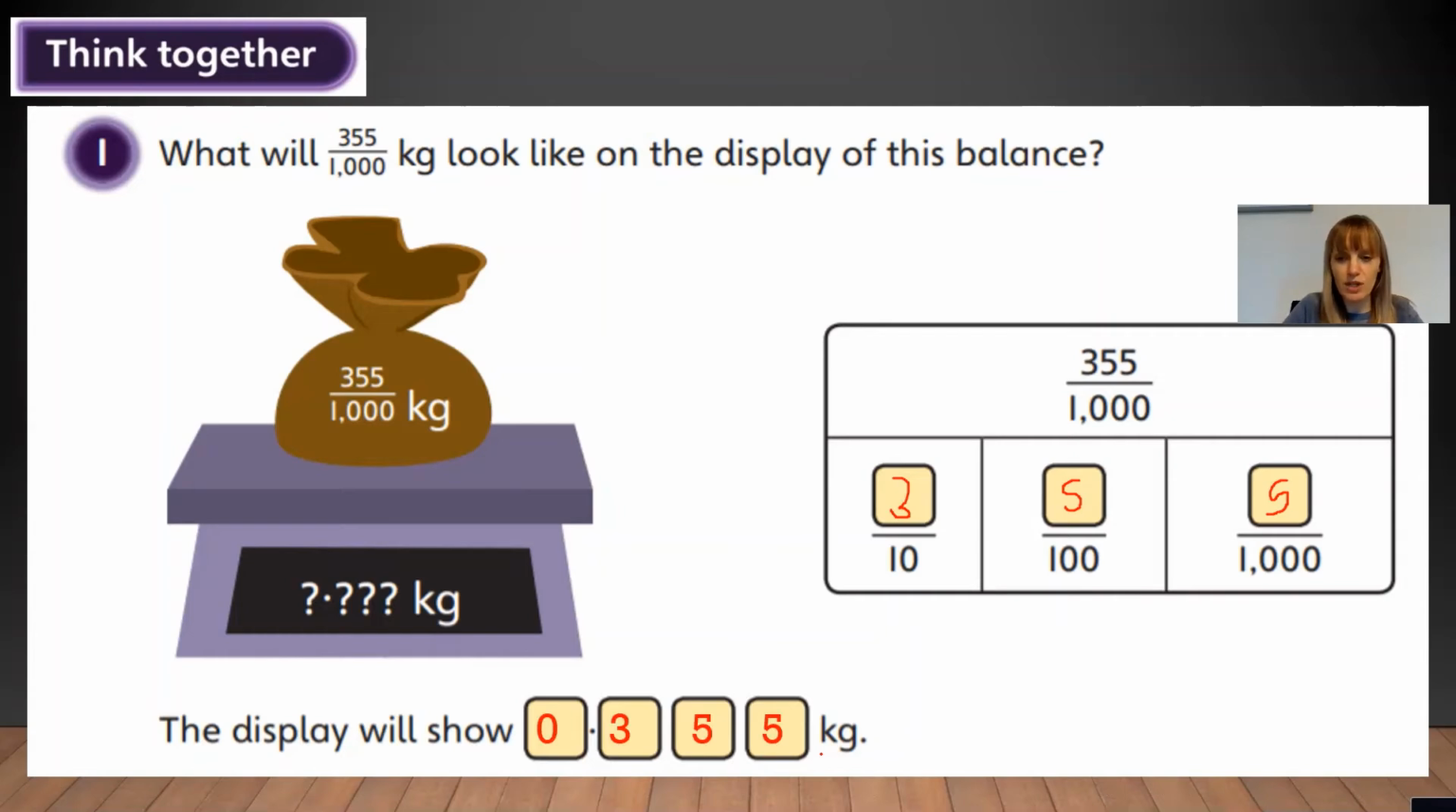So if it is over 1,000, you don't necessarily need to do this bar model, but it might help you to think about all the different parts that make up that number.